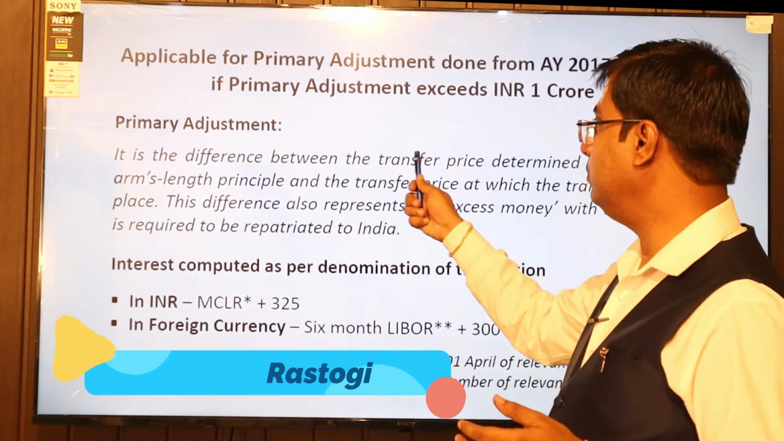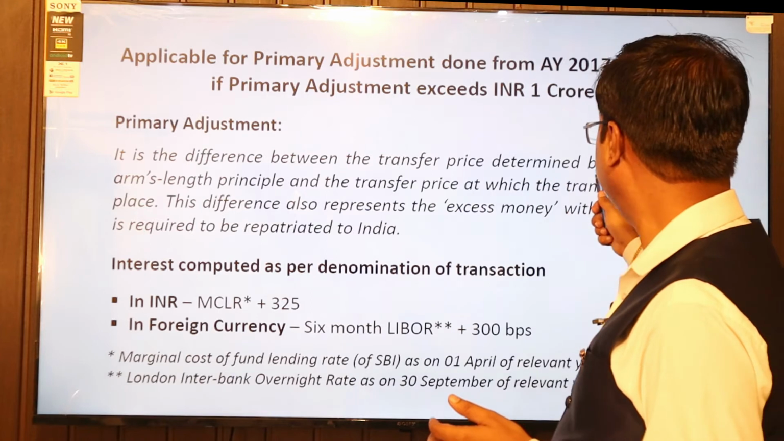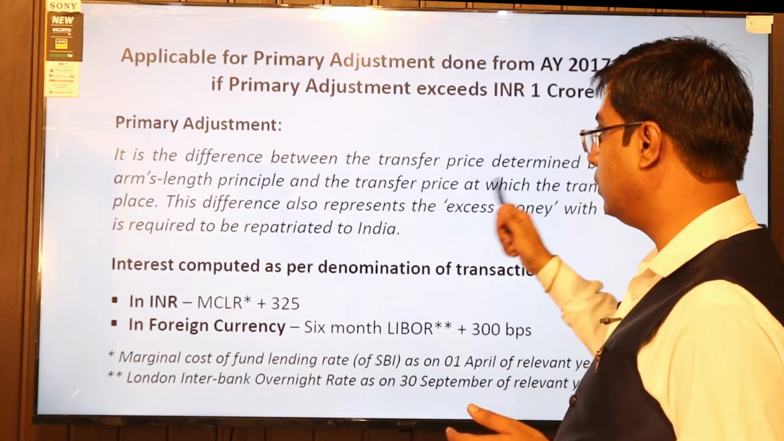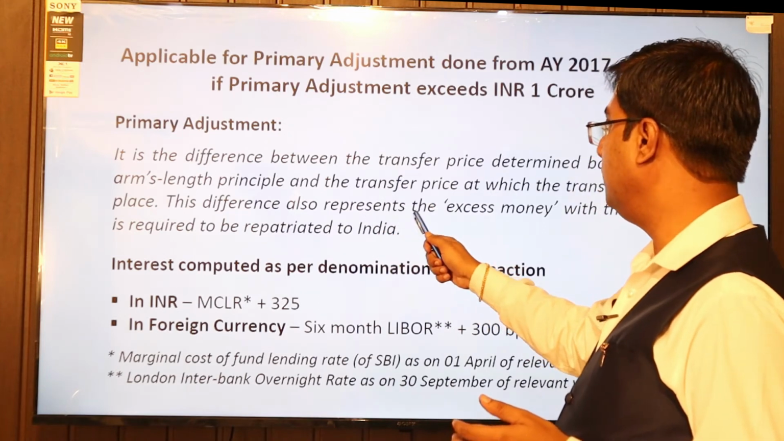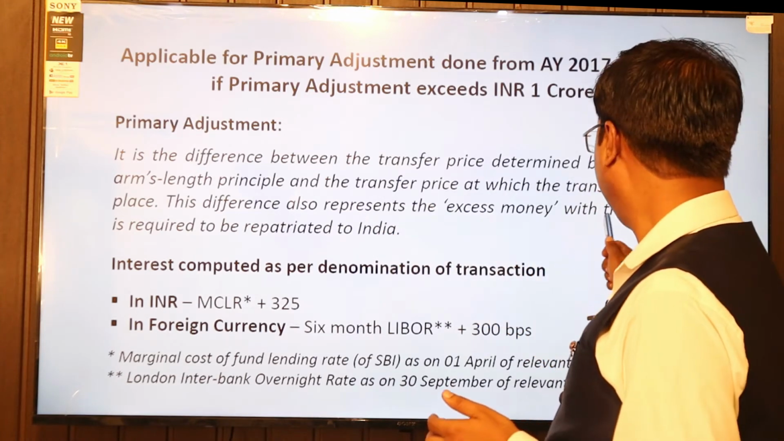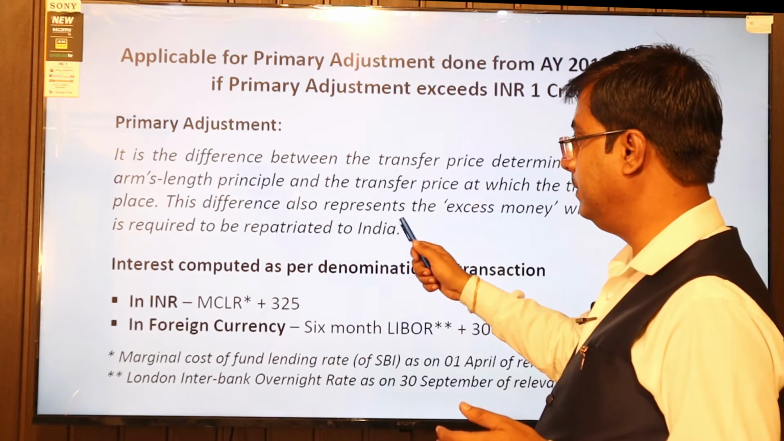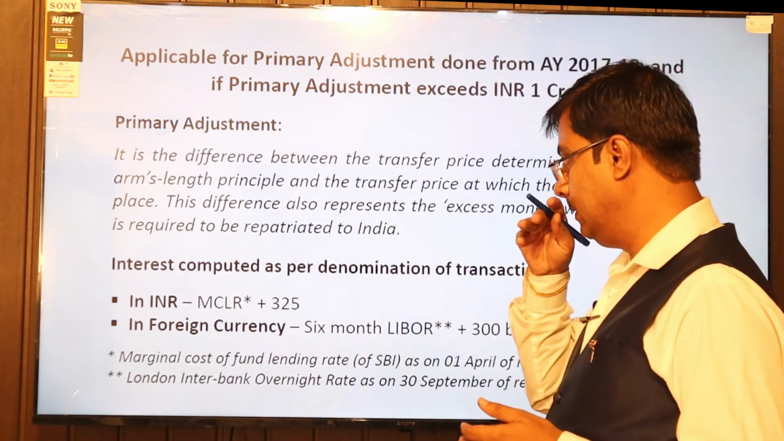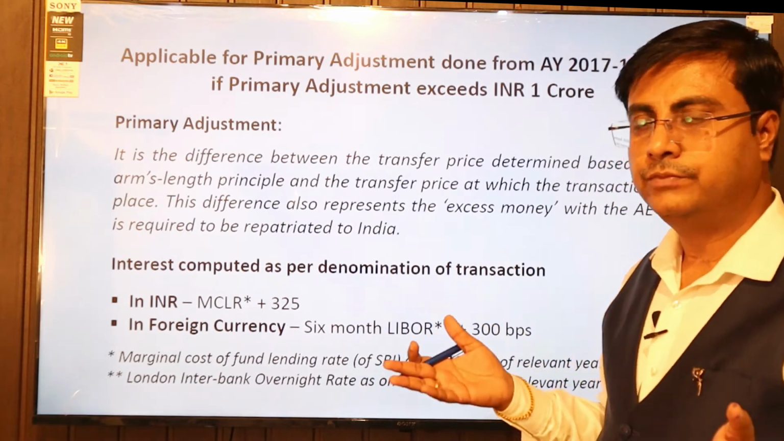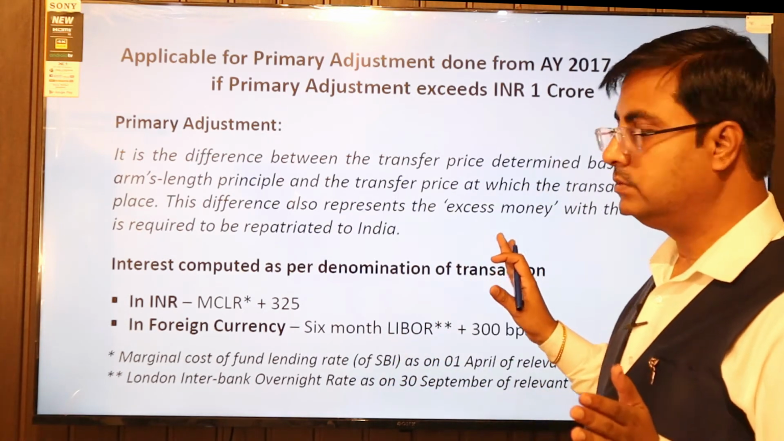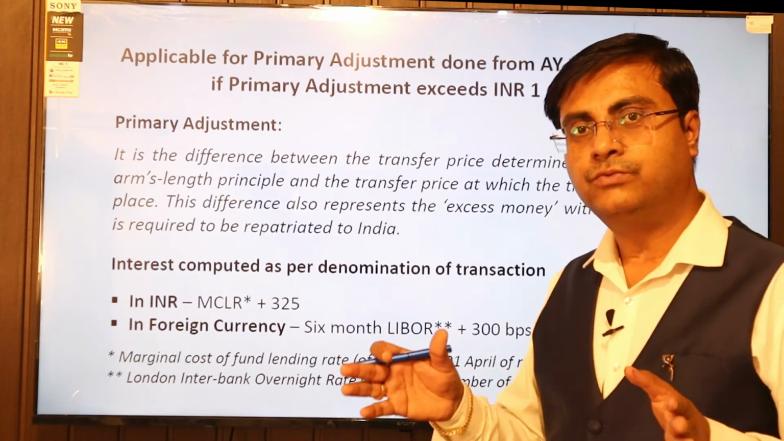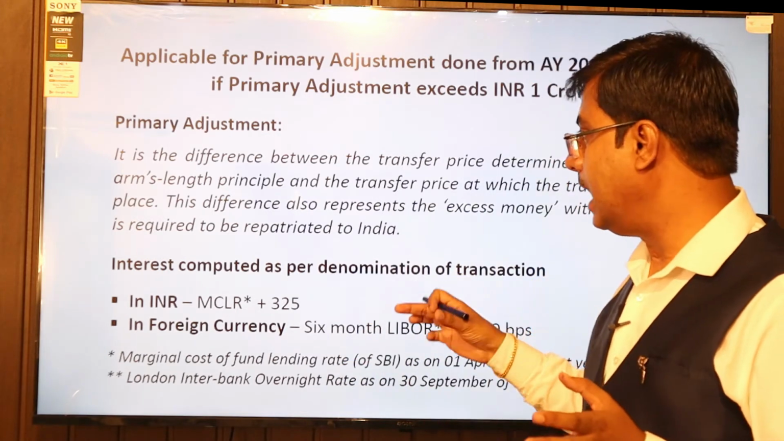It is the difference between the transfer price determined based on the arm's length principle and the transfer price at which the transaction took place. That difference also represents excess money with the AE that is required to be repatriated to India. So interest needs to be calculated. So what you do, you have to repatriate that fund into India. If you don't do it, for the delay period, you have to charge interest.